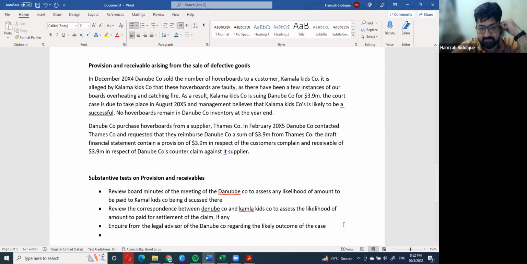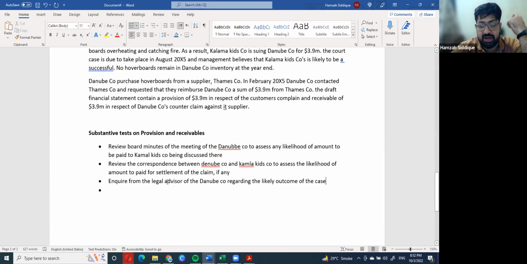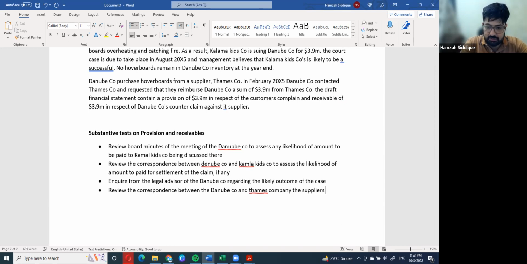Now, next. Now, the receivable from the supplier. They have recorded that; they expect the supplier to reimburse. So first of all, review the correspondence between the Danube company and Thames company, the supplier, to see whether the supplier accepts the liability of 3.9 million or not.